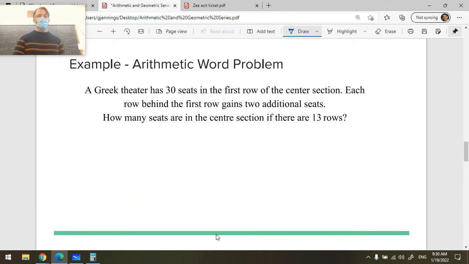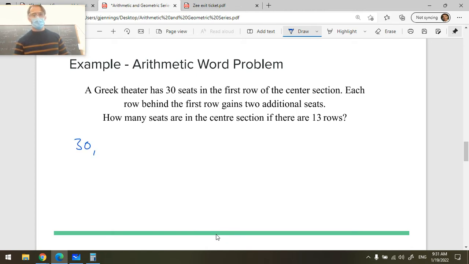Let's keep going. In this situation, we have a Greek theater. There's 30 seats in the front row of the center section. So we want to imagine that we're standing in this Greek theater. We're looking up at the seats rising at some trigonometric ratio in front of us, and they open out by some angle so that each row has more seats in it. Like if I look at the number of seats in row 1, let's write it out. The number of seats in row 1 is 30.